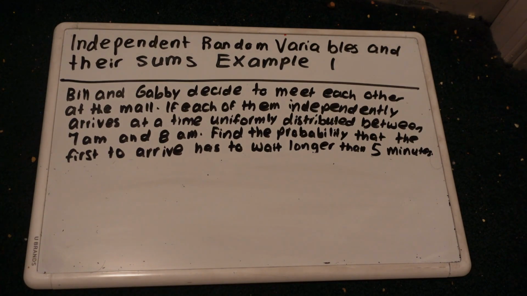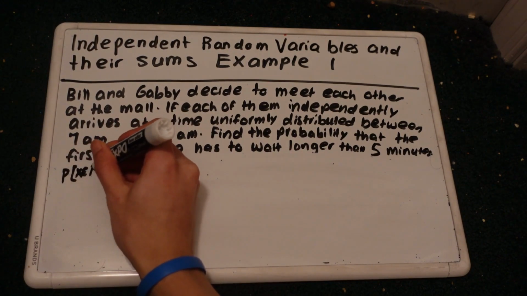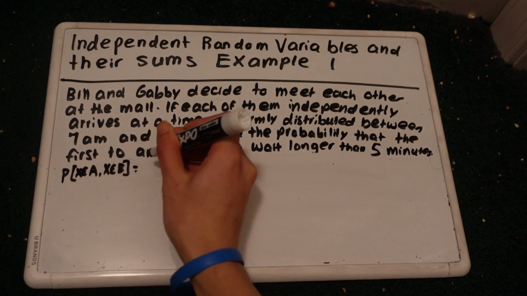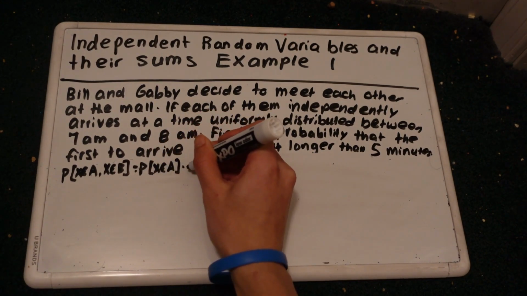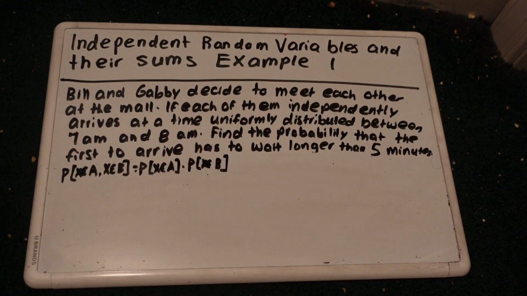So let me write down the property for the independent random variables. This would be the probability that x is in A and also y is in B, is equal to the probability that x is in A times the probability that y is in B, if the random variables x and y are independent, for any two sets of real numbers, A and B. And there are other important properties of independent random variables that I like to mention.